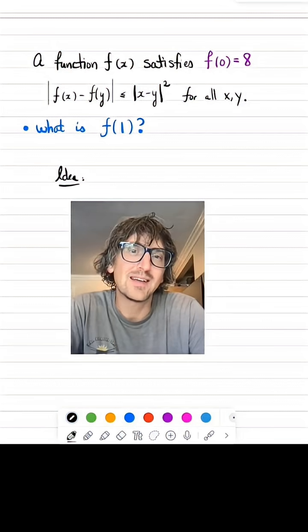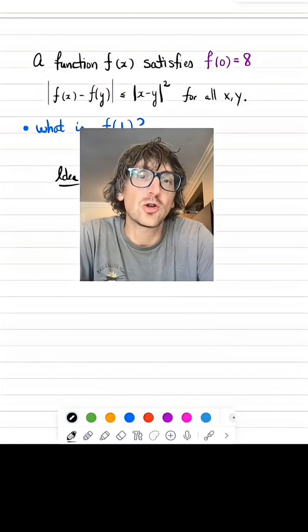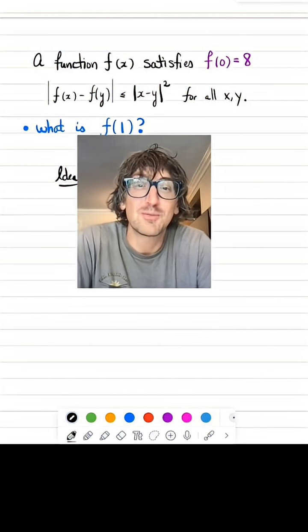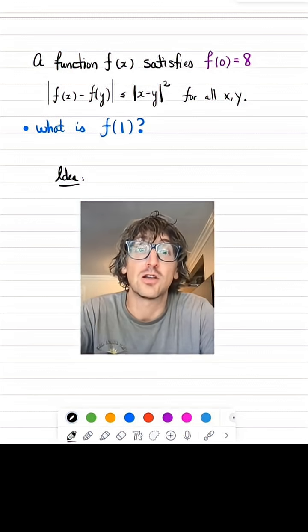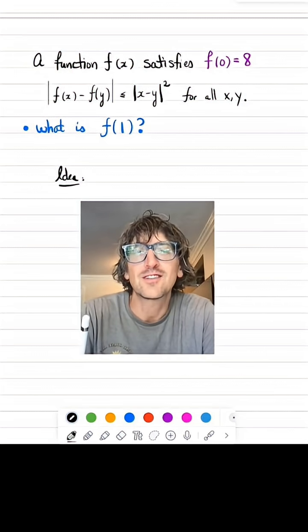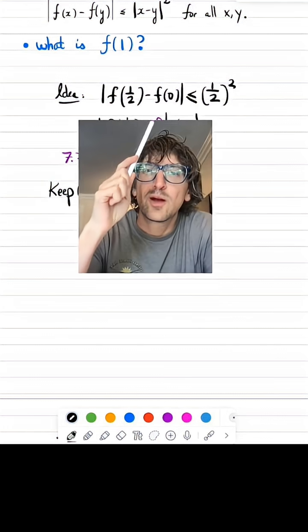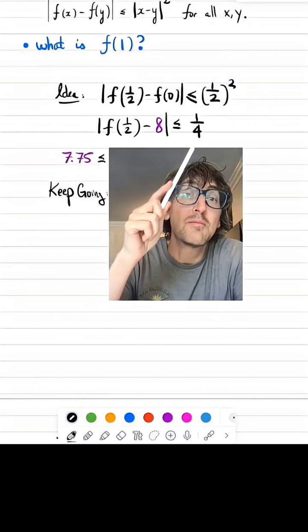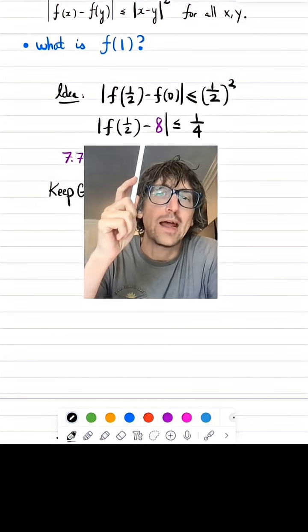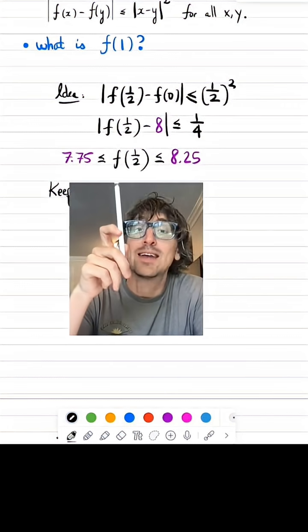Now is where the big insight comes. When we square a number, if that number is bigger than 1, it's going to get larger. But if we square a number that's between 0 and 1, that square is actually going to be smaller, sometimes a lot smaller. So what happens if instead of going straight to 1, we first figure out what happens, say, at 1/2? If we go from 0 to 1/2, well, now that says f(1/2) is going to be at most a distance of 1/4 from 8. And that tells us that f(1/2) is between 7.75 and 8.25.